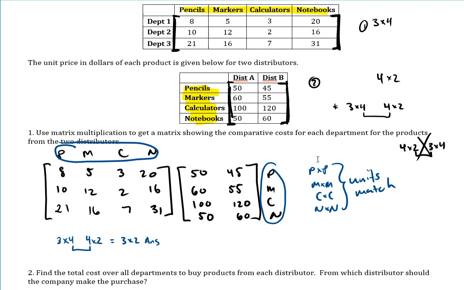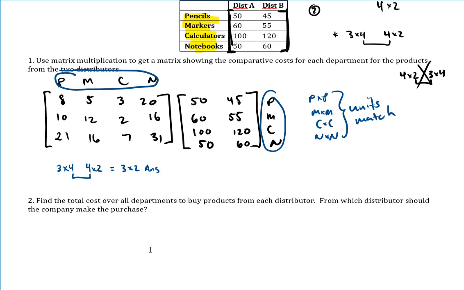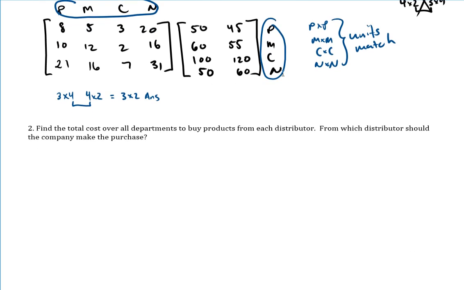Okay, so this is showing how we would multiply it. And then number 2, it does say find the total cost over all departments to buy products from each distributor. From which distributor should the company make the purchase? All right, so that's where they want us to actually multiply those matrices out. Well, I think this is a good one for a calculator.